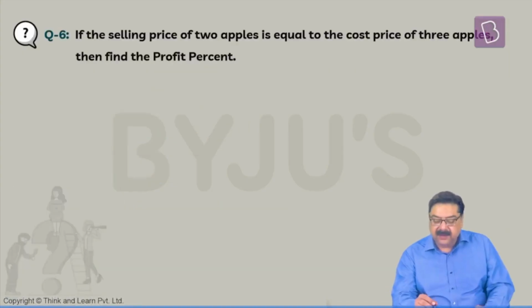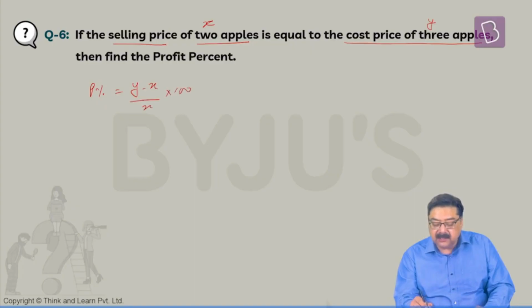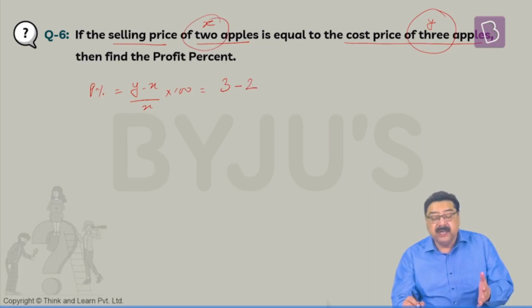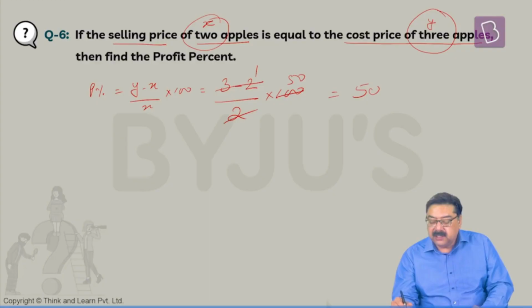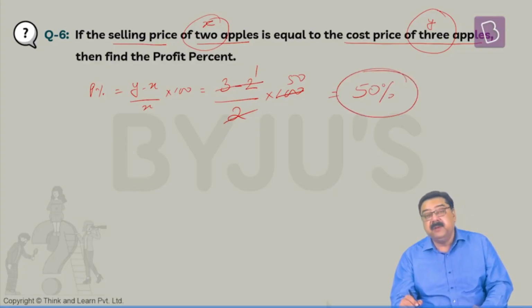So what do we have here? Once again, the selling price of 2 apples is equal to the cost price of 3 apples. So cost price of 3 apples, the value of Y is 3. Selling price of 2 apples, so the value of X is 2. So the profit percent here is (Y minus X) by X into 100. That is 3 apples minus 2 apples, the quantities are mentioned, divided by 2 into 100. This is 1 by 2 into 100. So there is a profit of 50% which is made here.